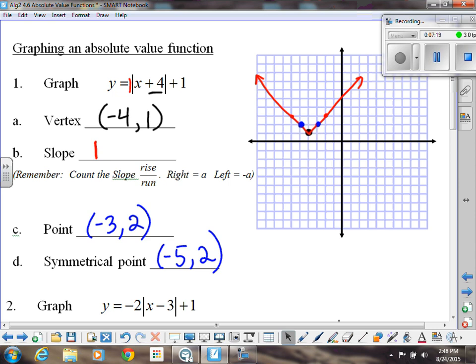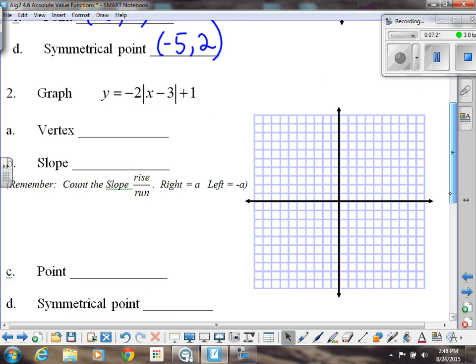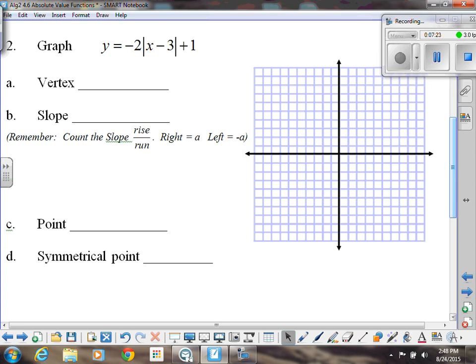Okay? Let's do another one. So if I want to graph this equation, y equals -2 times the absolute value of x minus 3, plus 1, I again start with the vertex. I'm going to do the opposite of the number in the absolute value, so that's +3, and then the k stays exactly the same, so that's +1. And my slope comes from the number in front of the absolute value, so that's a slope of -2, which means that it's opening downward.